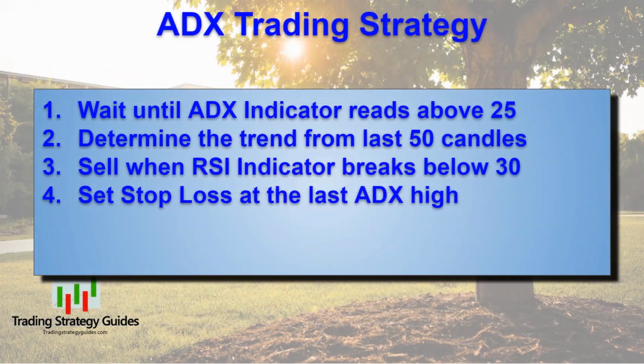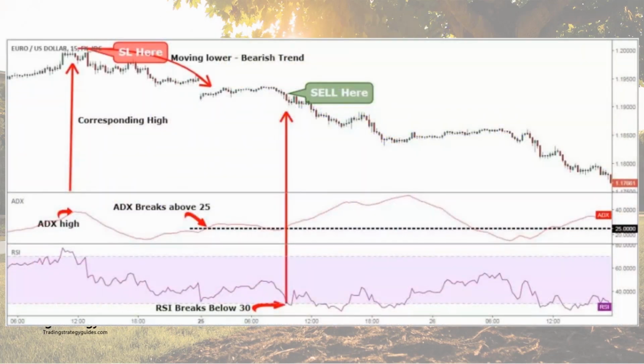Next, step 4. The protective stop loss should be placed at the last ADX high. In order to determine the location for the stop loss, first identify the point where the ADX makes the last high prior to our entry. Secondly, find the corresponding high on the price chart from the ADX high, and there you'll have your stop loss level.